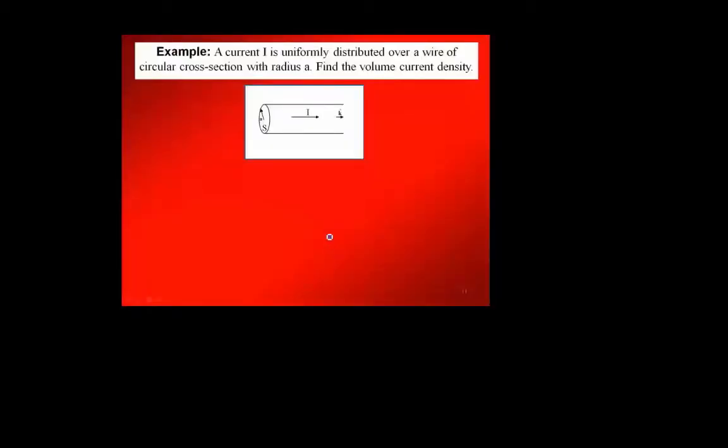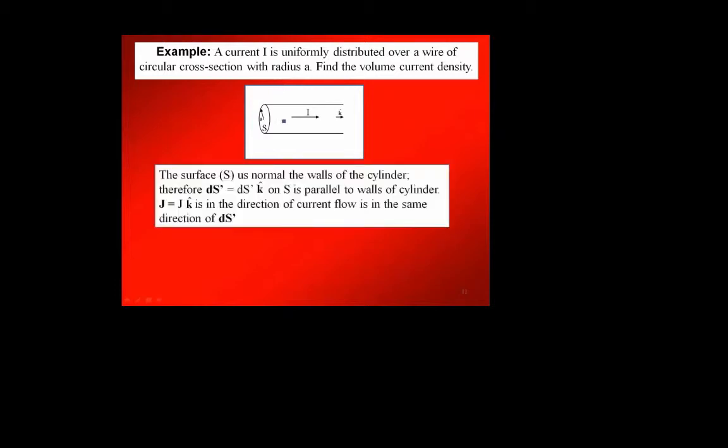So let's quickly take some very trivial examples. If you have a current I distributed over a wire where the current is uniform, and it has a cross-section with radius a, just find the volume current density. So if you take the surface S inside, it doesn't have to be on the ends, that is normal to the walls of the cylinder, then dS is equal to dS magnitude times the unit vector k, as we show here.